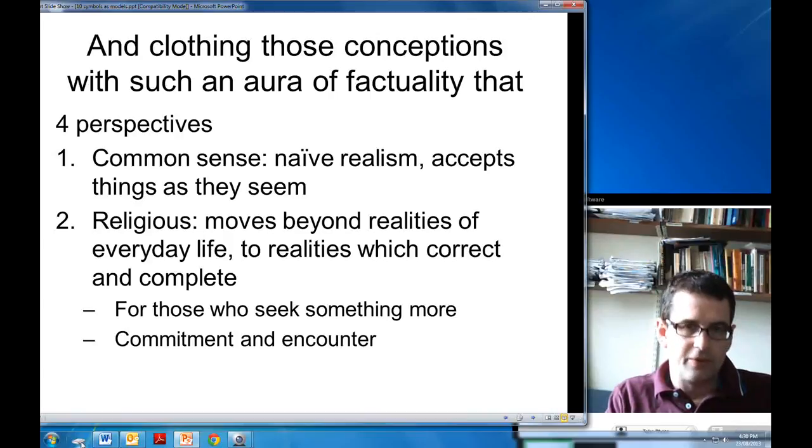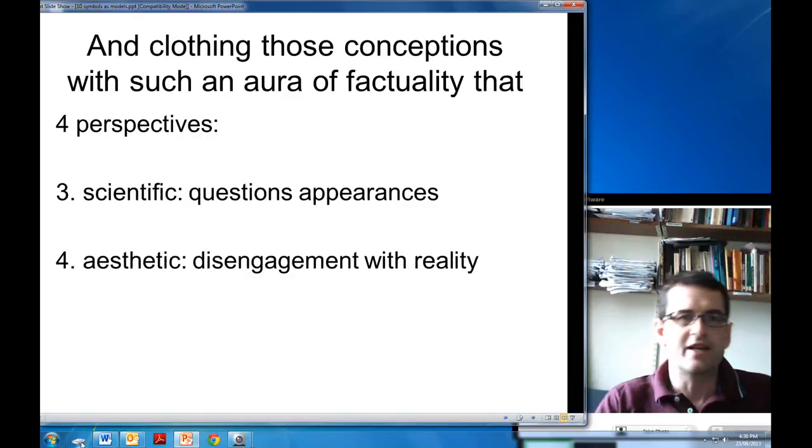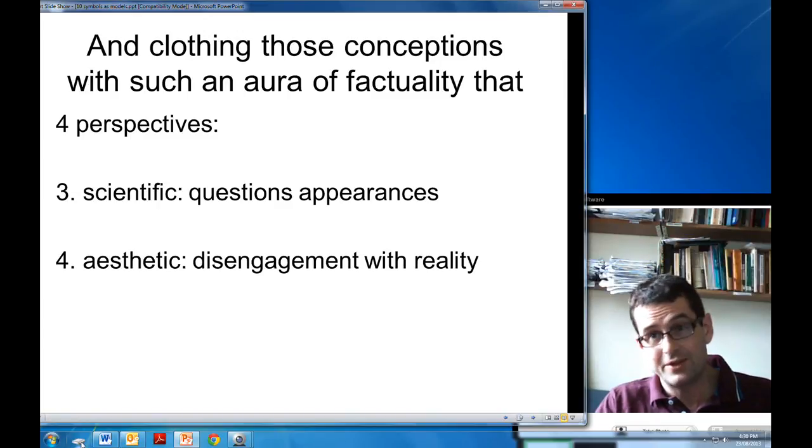So if you're looking at this red circle that's coming up in the morning, common sense says the sun is rising. The religious perspective sees that there's God behind it. The scientific perspective says, well, actually the sun isn't rising. The earth is revolving, giving the appearance of sunrise. I guess it's a scientific kind of perspective.